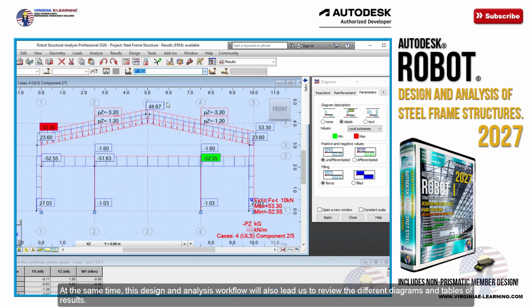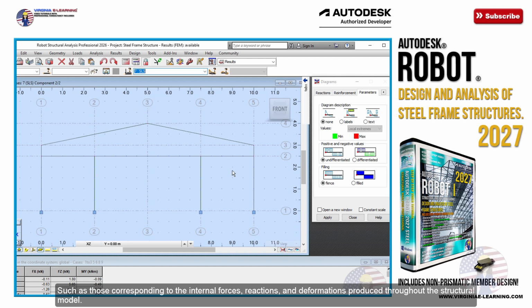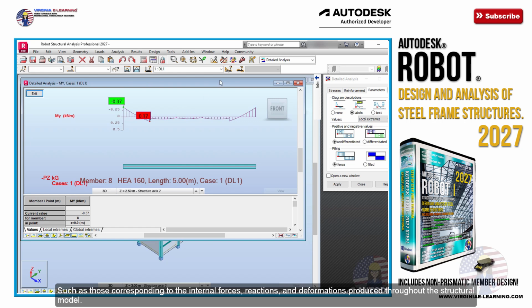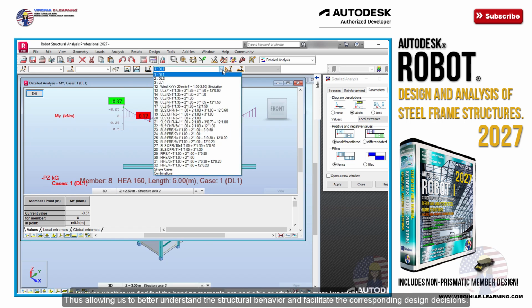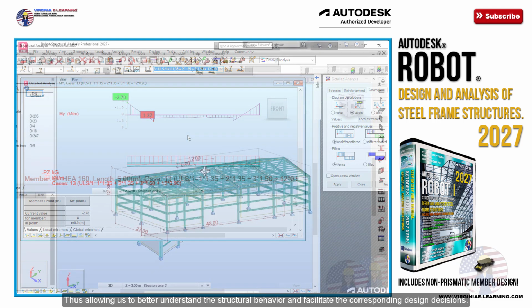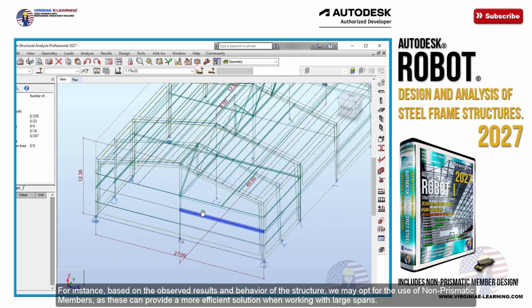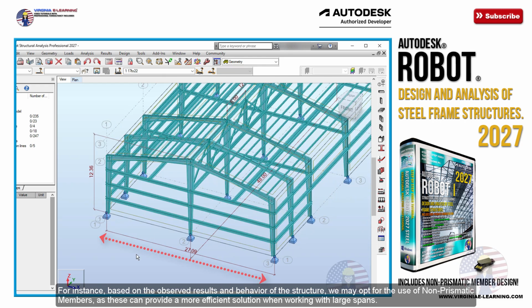At the same time, this design and analysis workflow will also lead us to review the different diagrams and tables of results, such as those corresponding to the internal forces, reactions, and deformations produced throughout the structural model, thus allowing us to better understand the structural behavior and facilitate the corresponding design decisions. For instance, based on the observed results and behavior of the structure, we may opt for the use of non-prismatic members, as these can provide a more efficient solution when working with large spans.